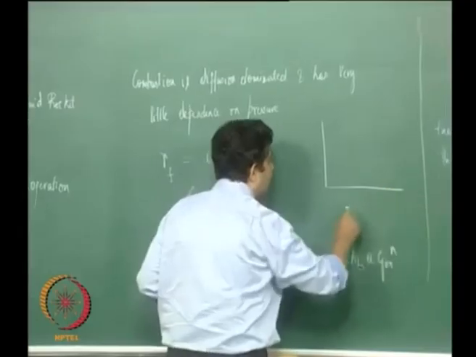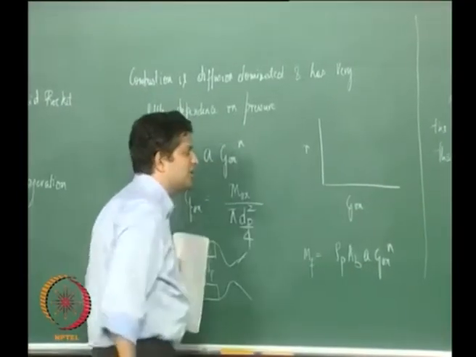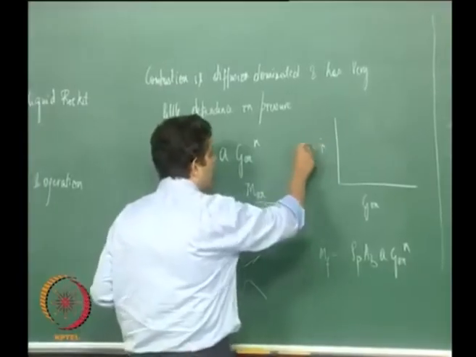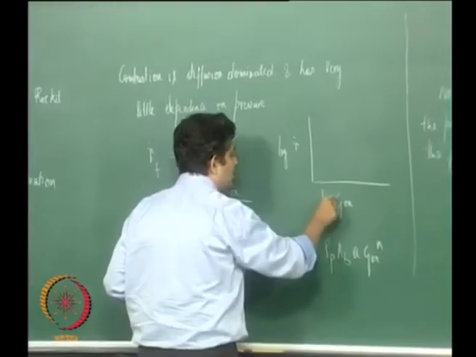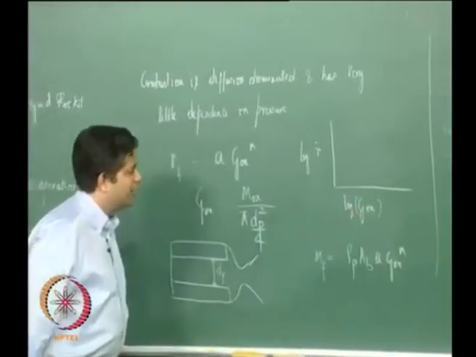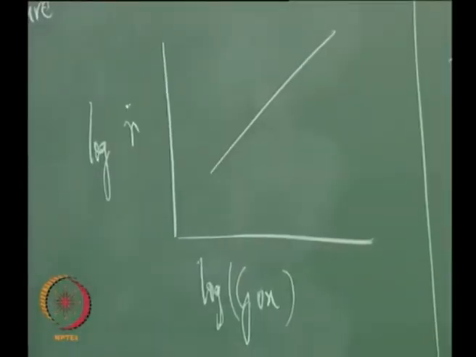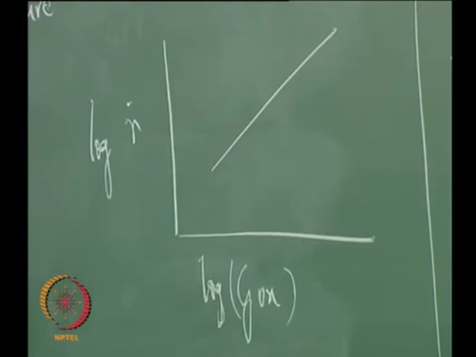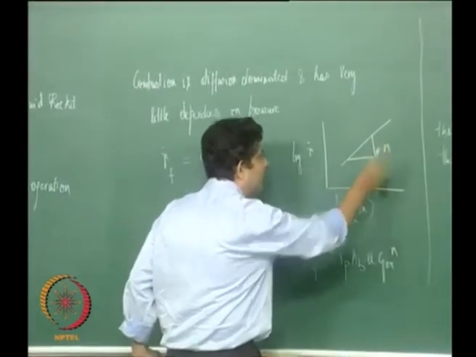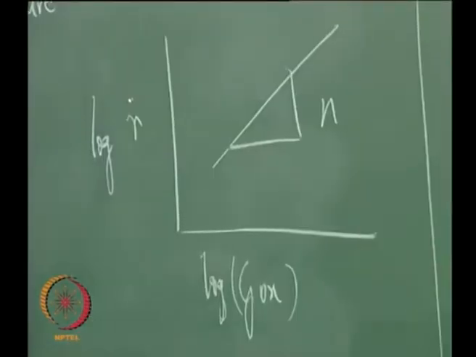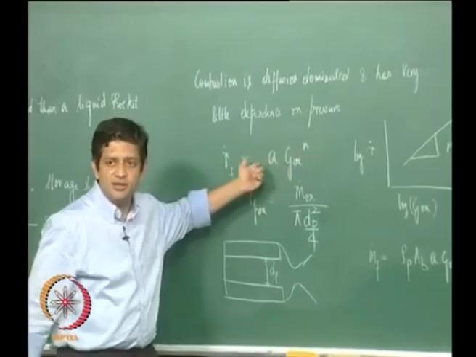R dot versus GOX on a log scale. Therefore, on a log scale, if you get a straight line, then the slope of that straight line will give you n. Okay, that is what you will get here. This is very similar to what we had in solid rockets.